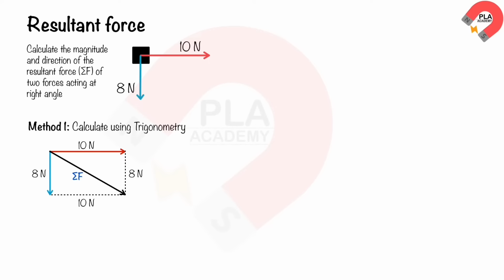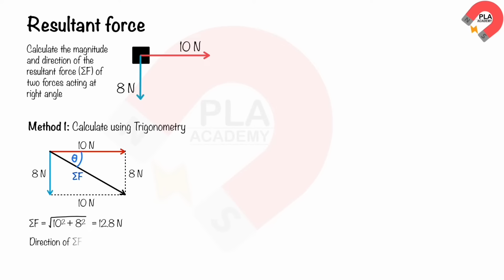We can calculate the direction of the resultant force by the tangent ratio. The direction of the resultant force is the angle theta to the 10 newtons force. So, the direction of the resultant force is tan to the power of minus 1 of 8 over 10, which is equal to 39 degrees to the 10 newtons force.